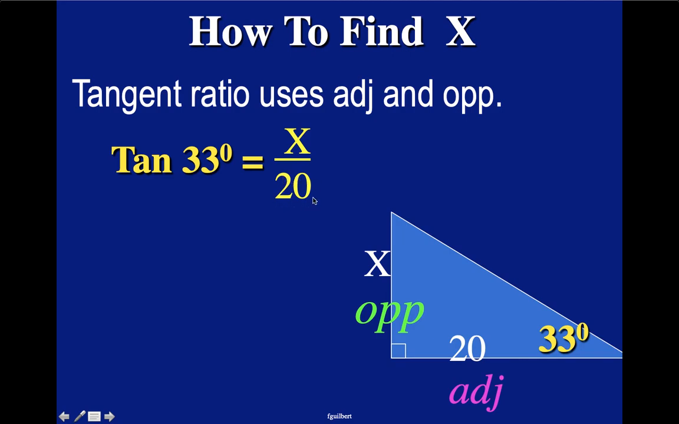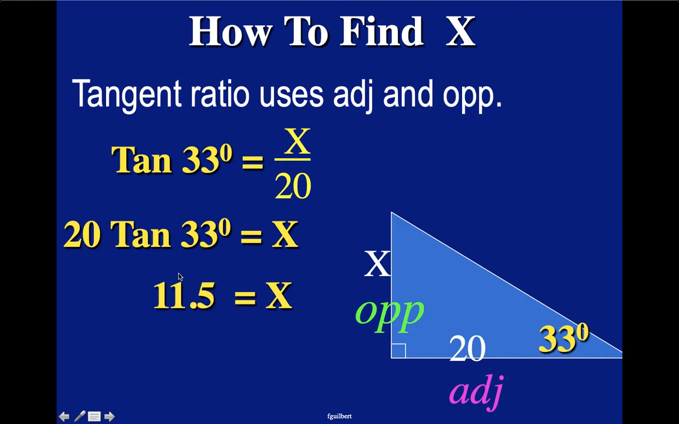In order to eliminate the 20, I'm dividing by 20. The opposite is to multiply both sides by 20. When I multiply x over 20 by 20, I'm left with just x. On the left side, I can evaluate this by putting it into my calculator. Press 20, tangent 33, and you should get 11.5. That's an answer that has been rounded off to the nearest tenth. Final answers are rounded to the nearest tenth.